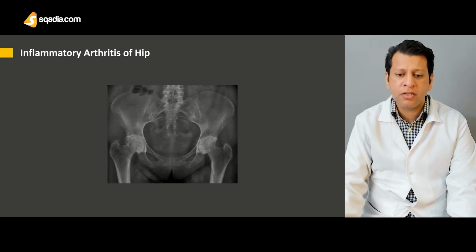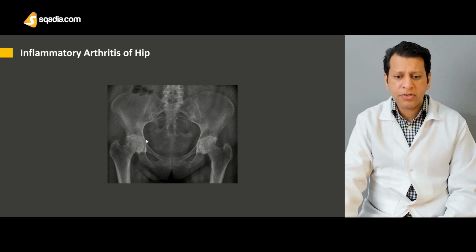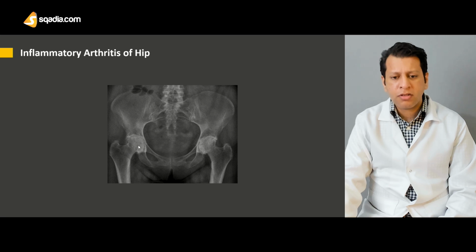history of pain. For example, if you see x-rays, this is an x-ray pelvis, AP view. Can you appreciate there is periarticular osteopenia, increased sclerosis, and there is a periarticular cyst as well, and this is a bilateral disease.